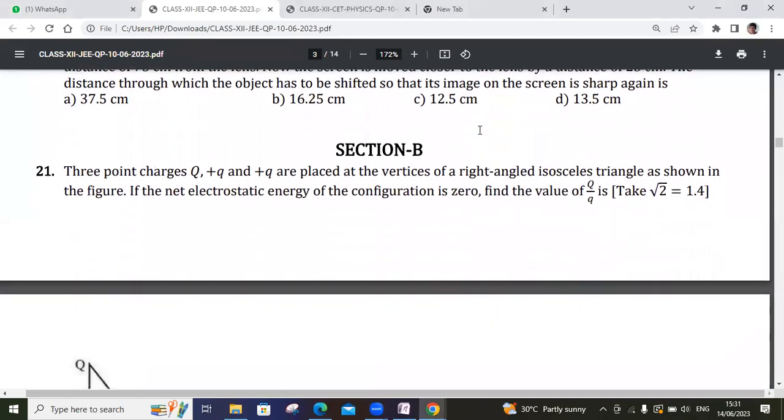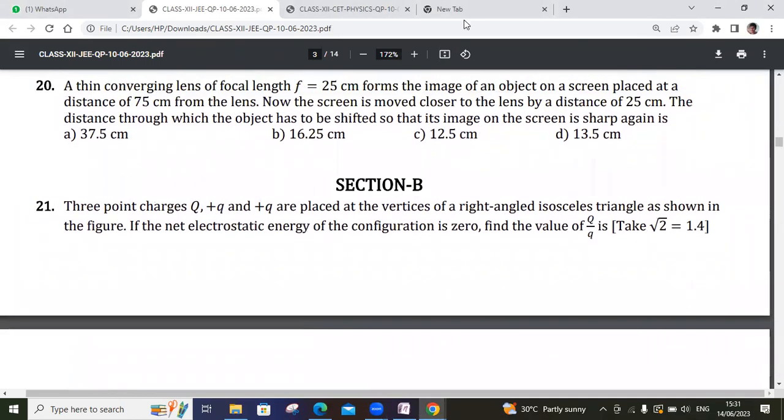So 20th. A thin converging lens of focal length f equal to 25 cm forms the image of an object on a screen placed at a distance of 75 cm from the lens. Now the screen is moved closer to the lens by a distance of 25 cm. Find the distance through which the object has to be shifted so that its image on the screen is sharp again. So initially, if you see, the focal length is 25 cm and the screen is at 75 cm.